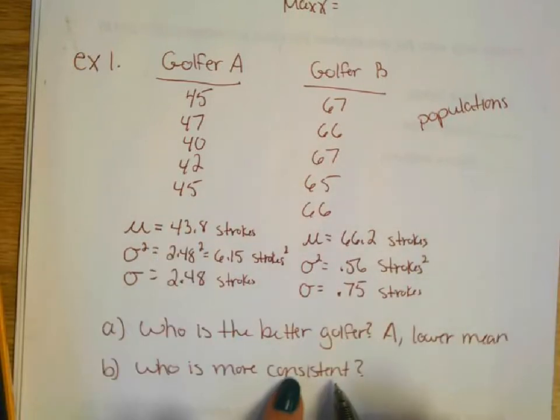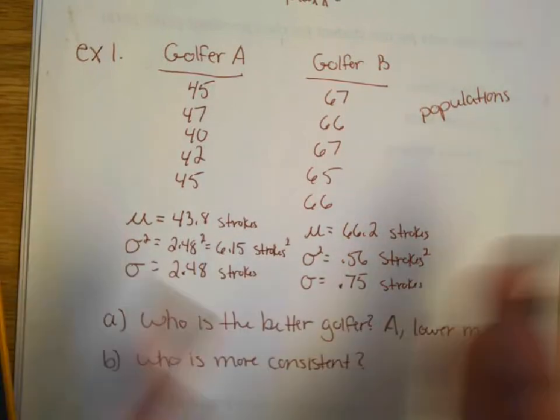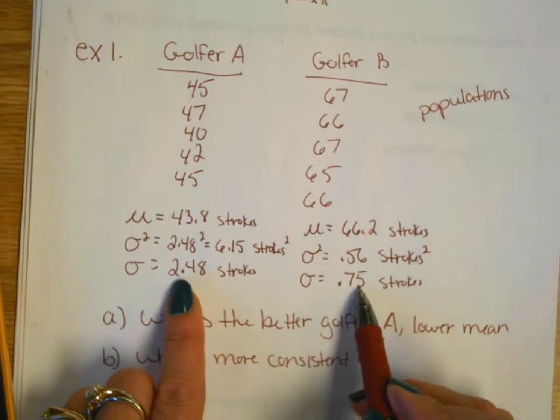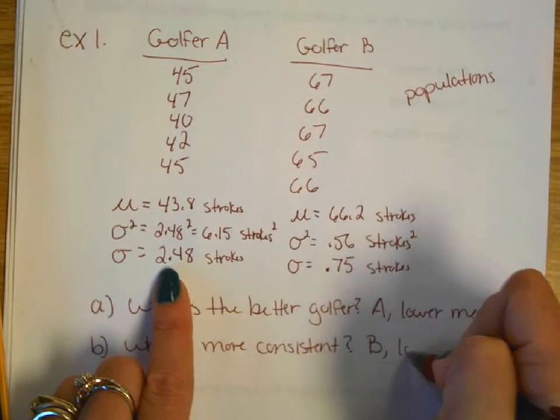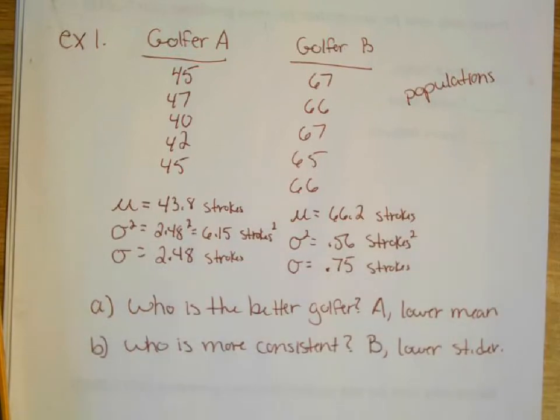More consistent, remember, would mean they do the same thing all the time. There's not a big variation. And that would be golfer B because his standard deviation is lower. So B, lower standard deviation.